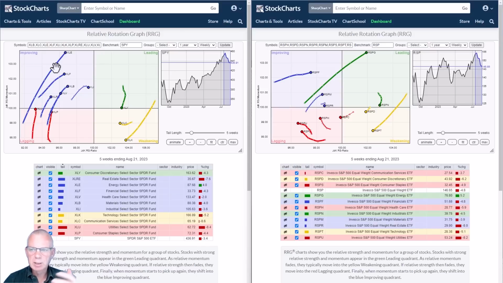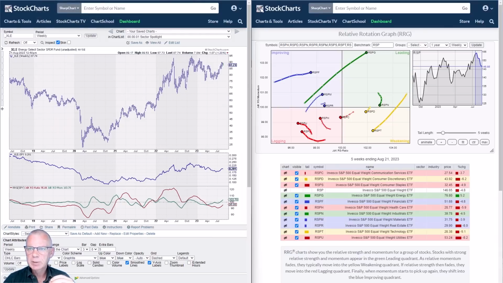Let's start with the most striking tail, probably for the energy sector. So, to recap, it's inside improving on the cap-weighted version, with the highest RS momentum reading, and well inside the leading quadrant on the equal weight basis, and here also the highest momentum reading. So there's no doubt that the energy sector as such is a good sector at the moment, in both cases, cap weighted and equal weighted.